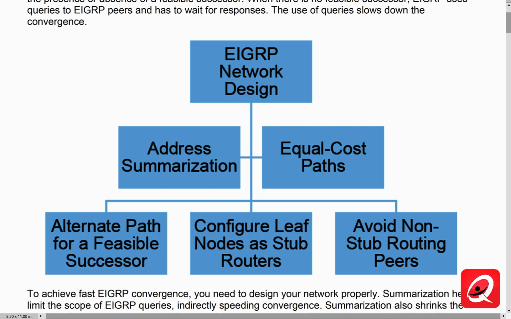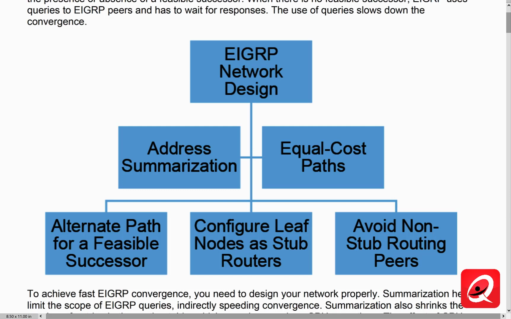We do that by having non-stub routing peers, meaning that we share everything with those peers because we have a reason to. There are alternate paths that we can use. Stub routing peers don't really lift their own weight. They don't pay their own way, so to speak. They're really reliant on other devices to communicate, and they only share a limited amount of information. So the bottom line here is you have to design the network properly.